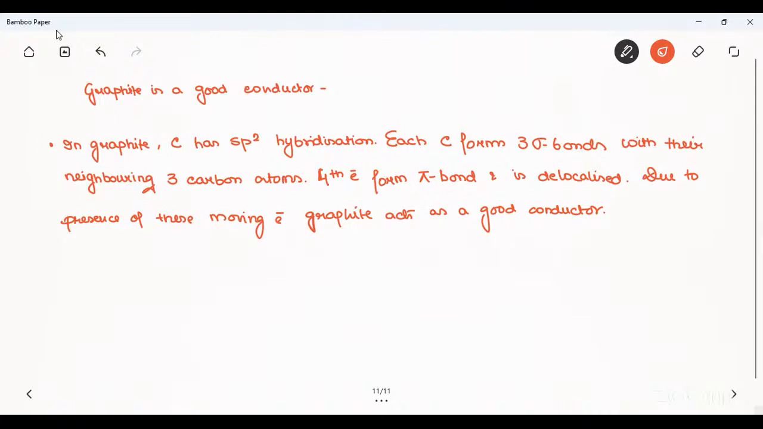The next question is, what is a producer gas? Producer gas is a mixture of CO and N2, and it is prepared by passing air over hot coke. Just now we have discussed.